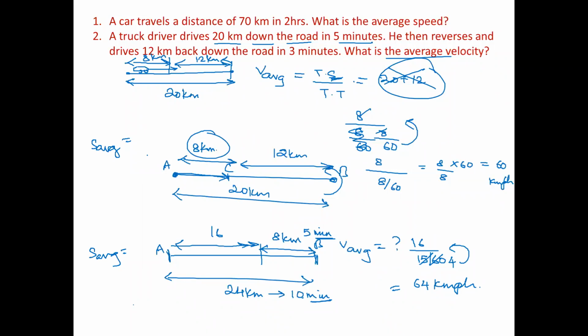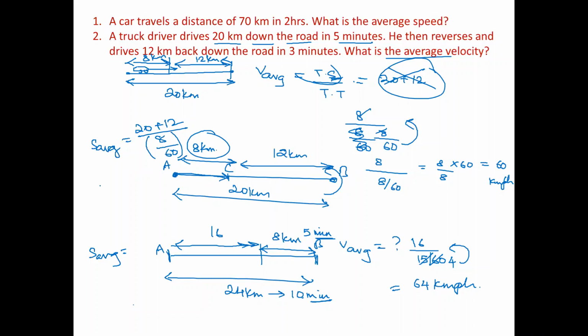Average speed. This is average velocity. This is total displacement. You use total distance here, 124. So you add this distance plus the coming back distance. So 20 plus 12, divided by the total time. How many minutes? 5 minutes plus 3 minutes, 8 minutes. 8 minutes by 60. Why? Because we want to make it in hours.